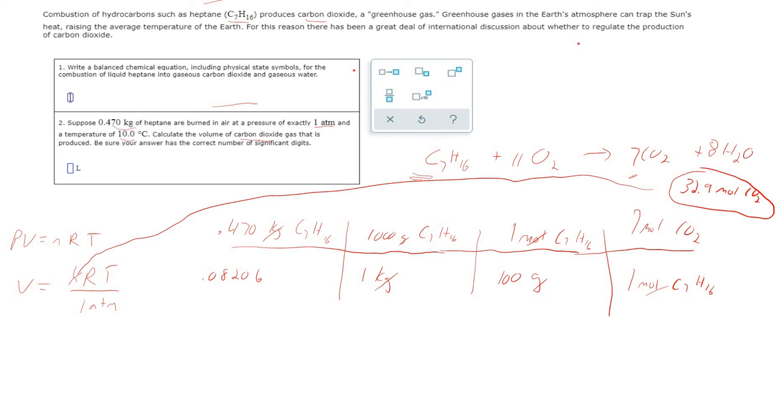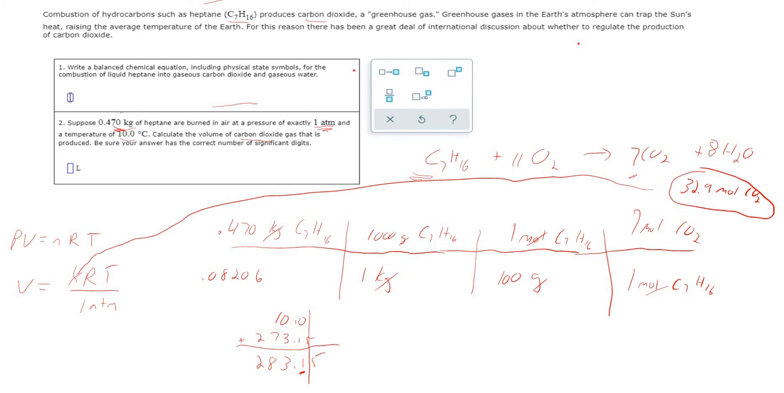I am in atmospheres, so that's good. And 10 degrees C needs to be converted to kelvins. So let's go 10.0 plus 273.15. That's going to give me 283.15. My sig figs are coming down right there. So I have 4 sig figs, and I have 3 sig figs right here. And so 3 sig figs should be in my answer.